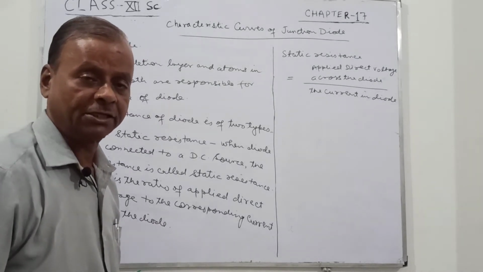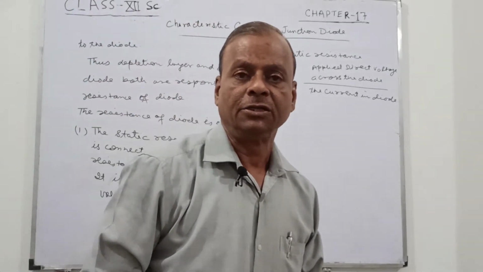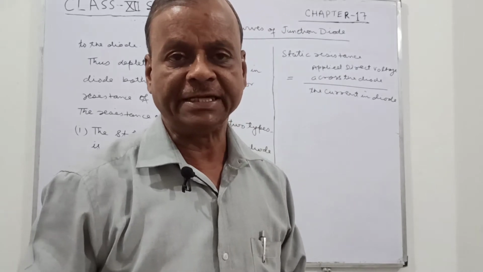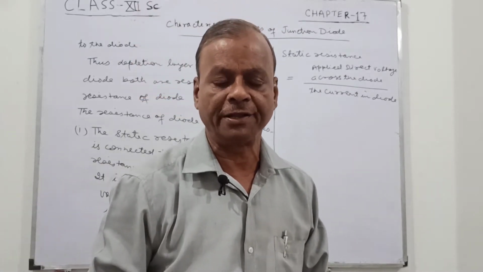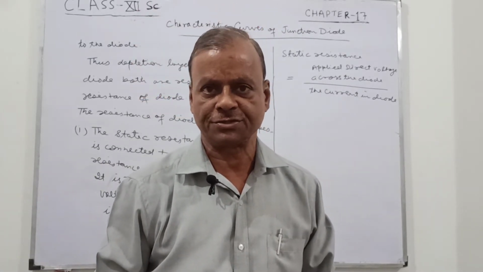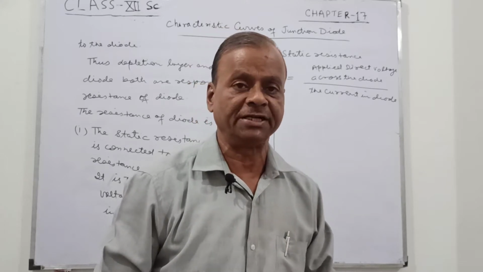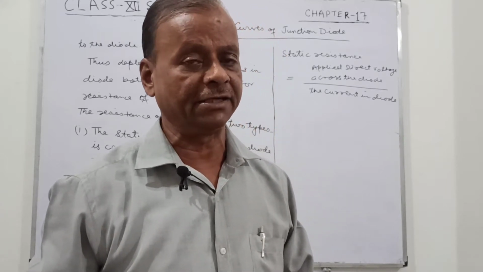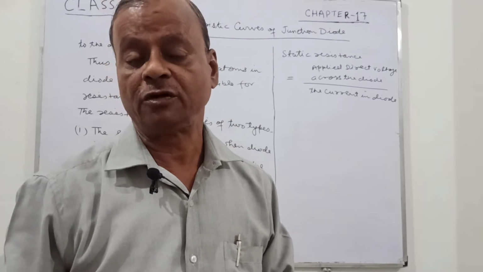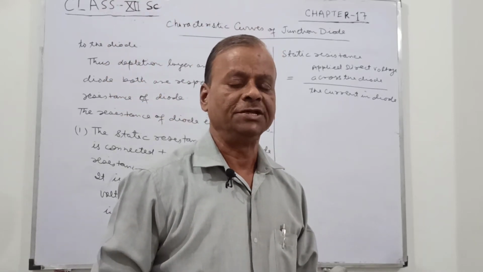So when diode is connected to a DC source, just like your cell or battery, in that condition, whatever resistance we are finding, that is the static resistance. And to measure it, you just find the applied voltage and then the current, the ratio of these two will be the static resistance.